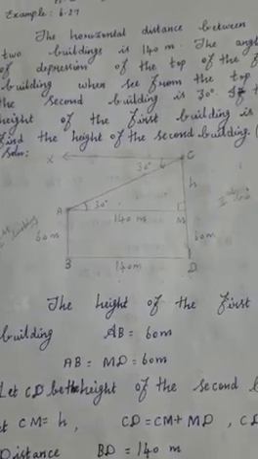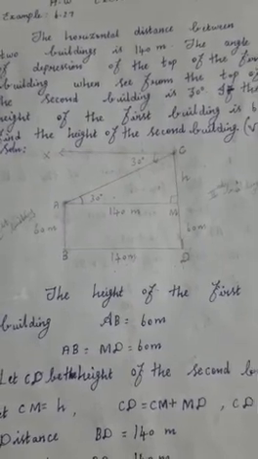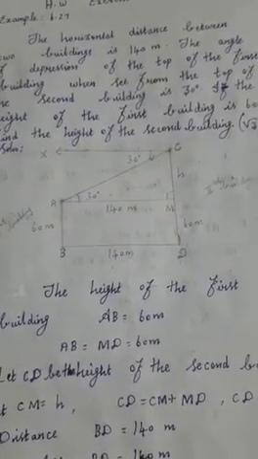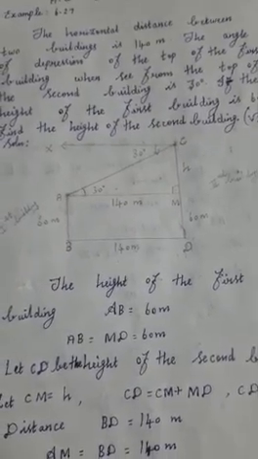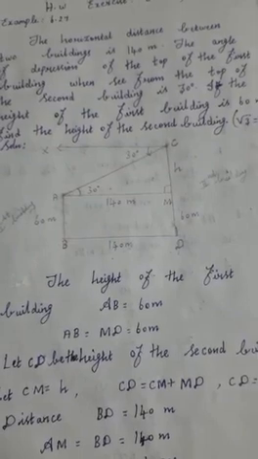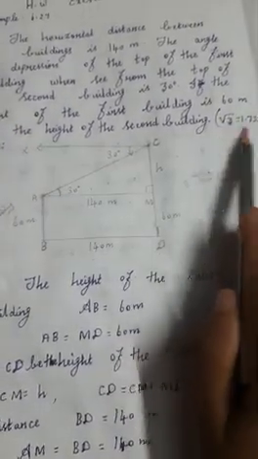Now let us see example 6.27. Now see the question. The horizontal distance between two buildings is 140 meters. The angle of depression of the top of the first building when seen from the top of the second building is 30 degrees. If the height of the first building is 60 meters, find the height of the second building. And the root 3 value they have also given.